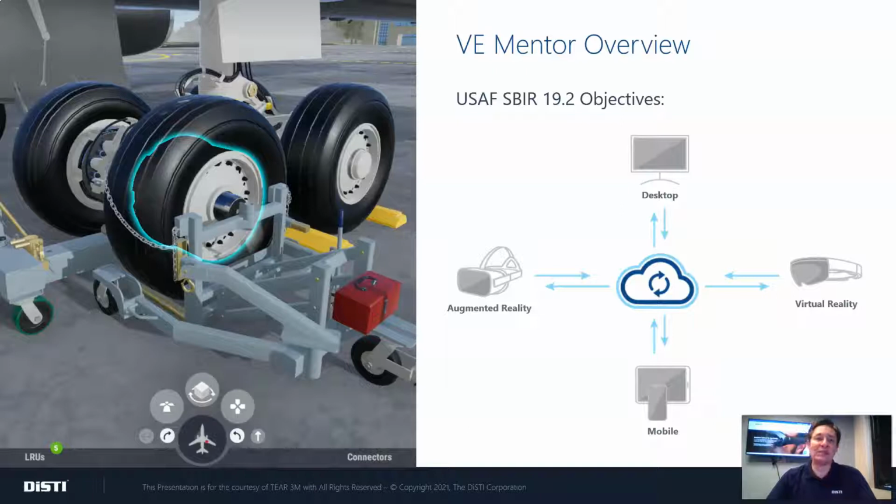In 2019, Disty was awarded a Direct to Phase 2 SBIR by the U.S. Air Force. The objectives of the SBIR were to combine existing technologies for desktop, AR, VR, and mobile into a unified framework that crossed the boundaries between virtual classroom training and hands-on flight line training. Using a cloud solution as a bridge, these technologies would share data and content, opening the door for classroom instructional data to flow to the flight line and up-to-date flight line supplemental training content to flow back into the classroom.